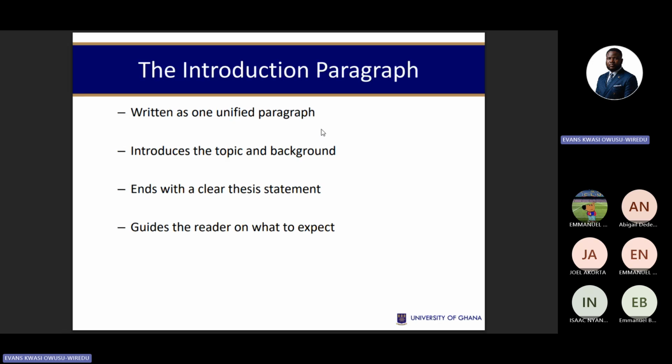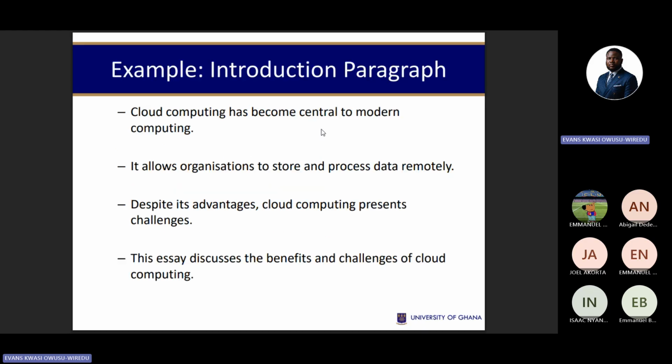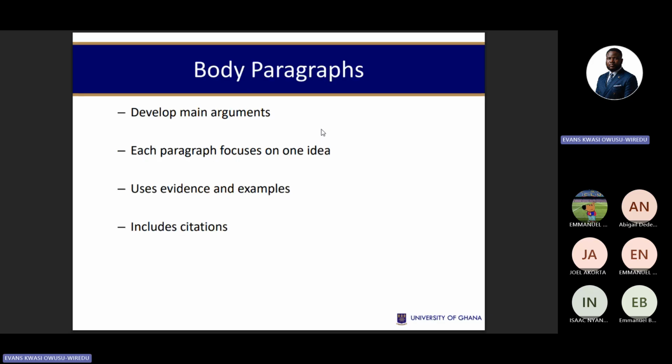The whole topic is simple, very simple. Look at the introduction. Written as one undefined paragraph, it introduces the topic and background, and ends with a clear thesis statement. It always clears the air on what it's talking about, and it ends up guiding the reader on what to expect. These are all what we've learned in the paragraph side. Introduction, paragraph. Yeah, so these are it.